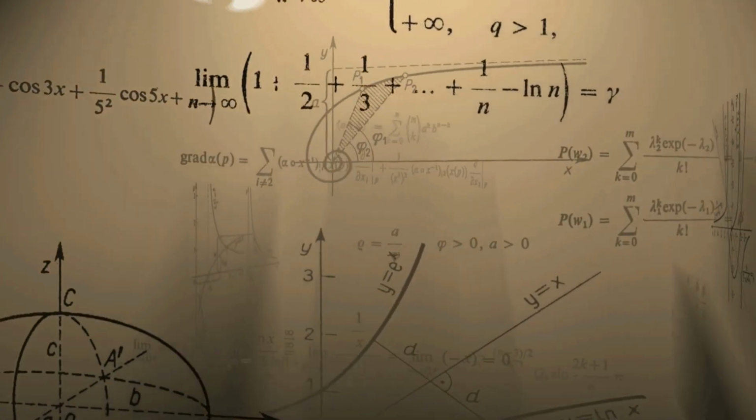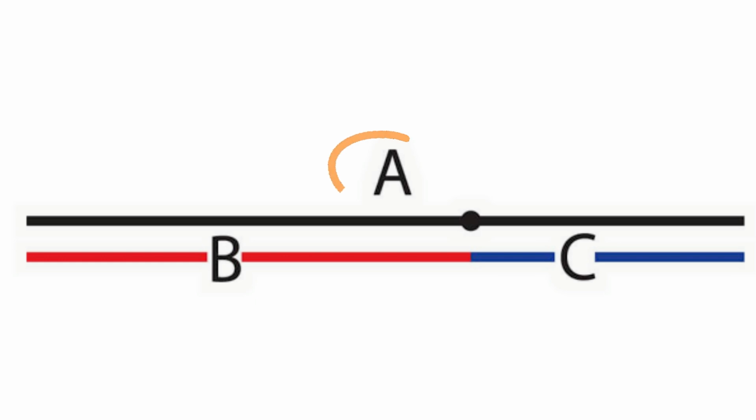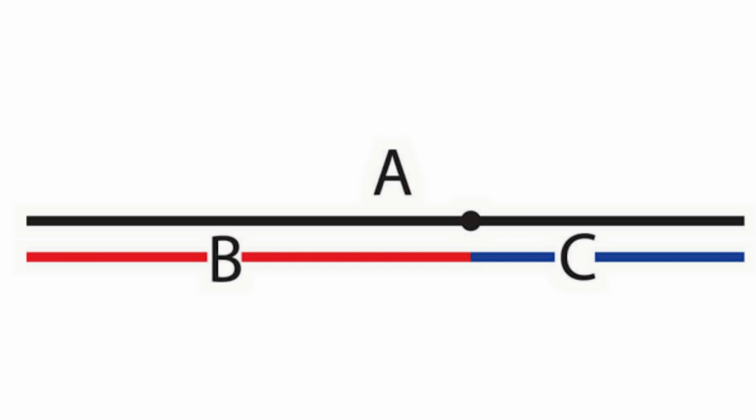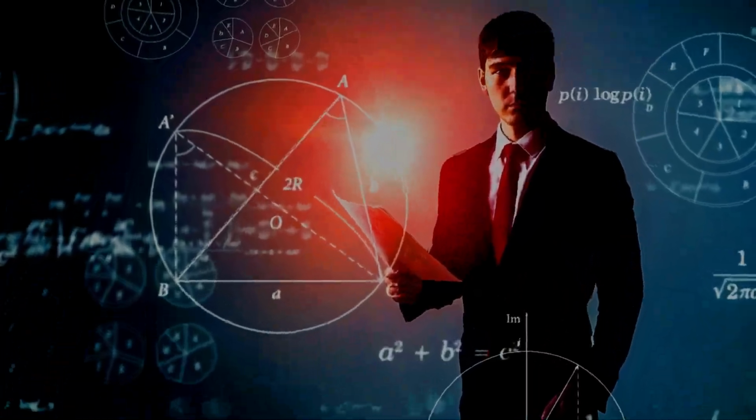This is one unique aspect of the golden ratio. The ratio of the whole segment A to the larger segment B is equal to the ratio of the larger segment B to the smaller segment C. In other words, A/B equals B/C. This is the magic and wonder of the golden ratio.